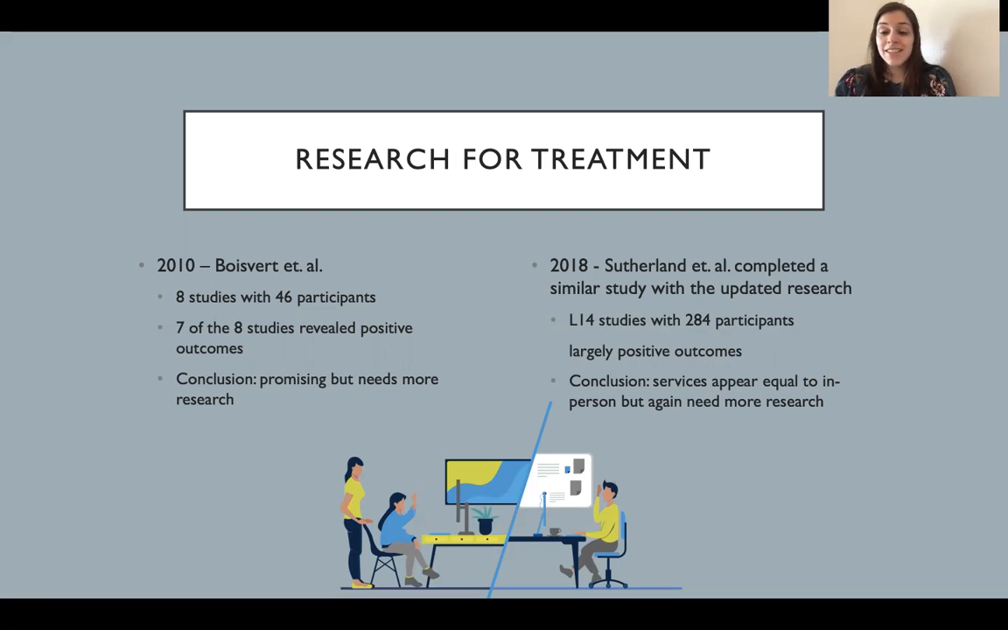Of those 8 studies, 7 of them revealed positive outcomes, with many parents reporting again that positive change in their relationship with their child. It was concluded that the use of telepractice is promising, but that there is more research needed. In 2010, Sutherland et al. completed a very similar study with the research that had been done since 2010.